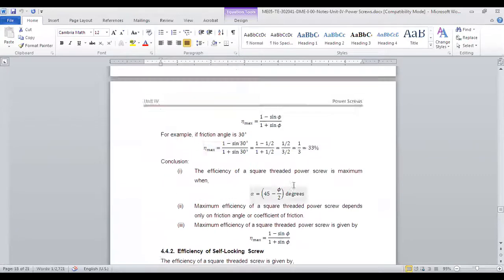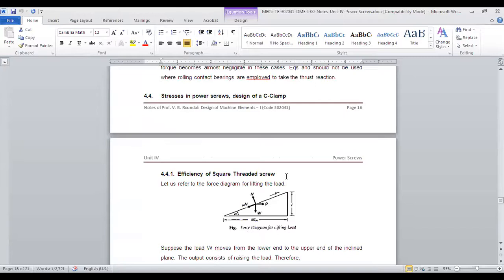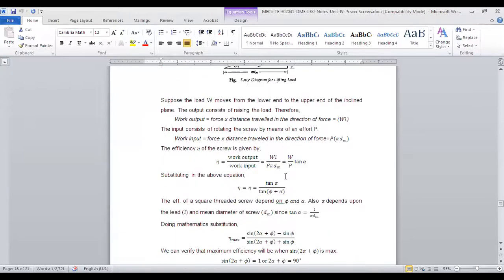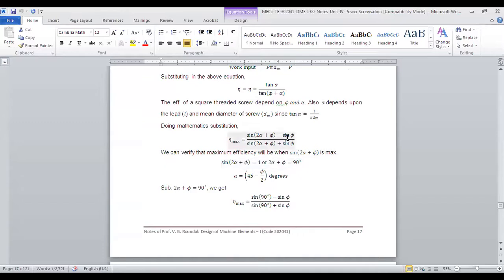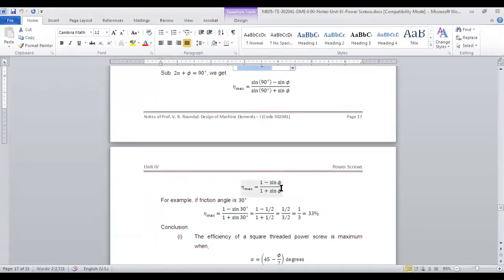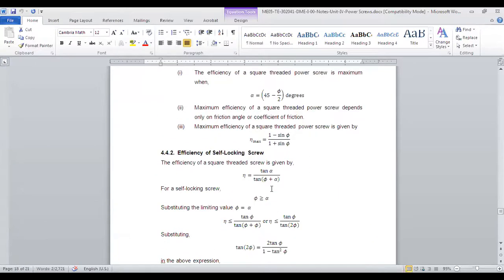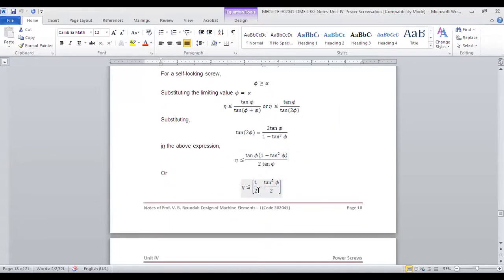So today we have seen what the efficiency of square threads is. Basically, what is the torque required to raise or lower the load? What is the efficiency of a square thread? It is eta equal to W upon P into tan alpha. So basically, it will be tan alpha upon tan of phi plus alpha. So it is dependent only on alpha and phi, right? Maximum efficiency will be when alpha is equal to 45 minus phi by 2, and that will be 1 minus sin phi upon 1 plus sin phi. This is for a square thread. And for self-locking threads, efficiency will always be less than half minus tan square phi upon 2.